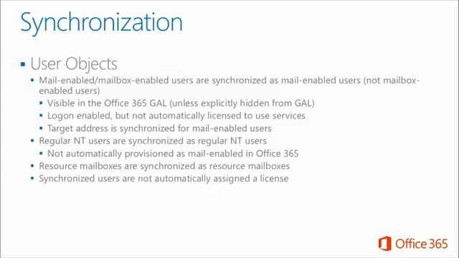And what I wanted to talk about is that visible GAL, regular NT users are synchronized as regular NT users, not automatically provisioned. DirSync doesn't license everybody. We want to allow you to DirSync everybody, get that core onboarding going, and then, as you said, start to license and move subsets of users across. When they're ready. When they're ready. So DirSync basically provisions and gets those users in the cloud, in Azure AD, and then it's really your choice how you start to scope.